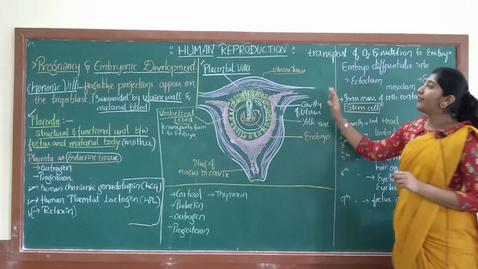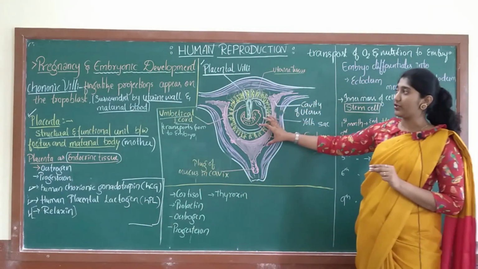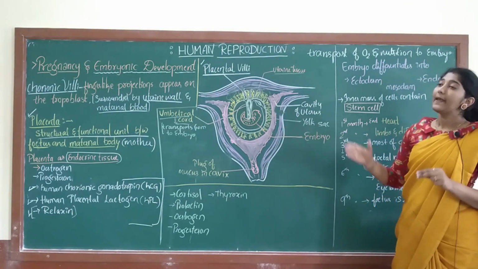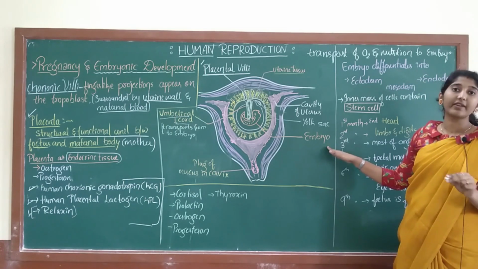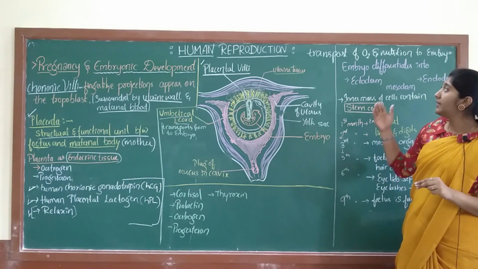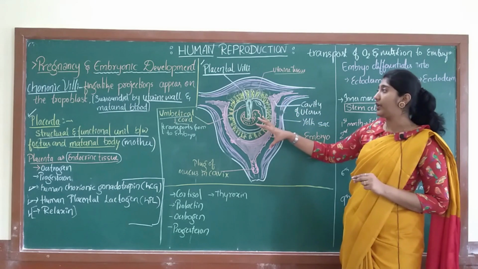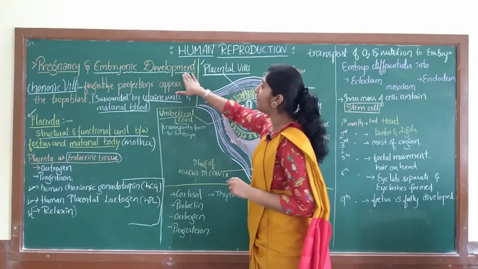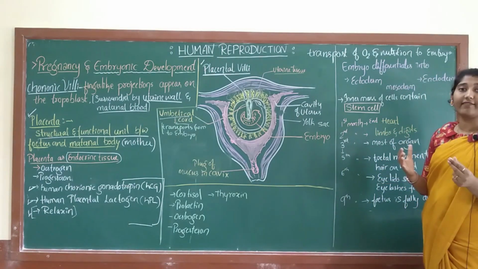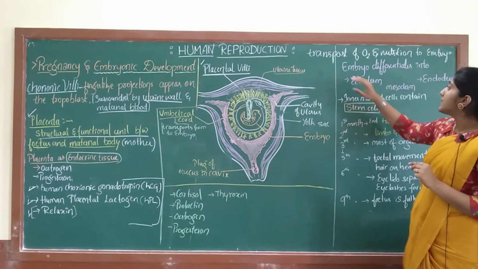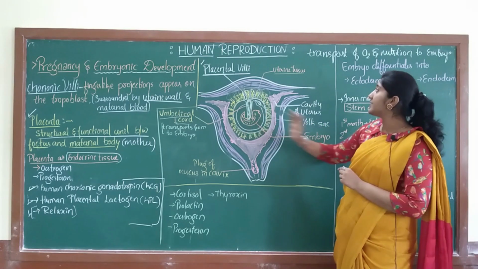Now, after the implantation, the pregnancy proceeds, and in humans the gestation period, I mean the pregnancy period, is 9 months. In the 9 months after the implantation, how does this embryo develop into a fully developed fetus? After this step, what happens?